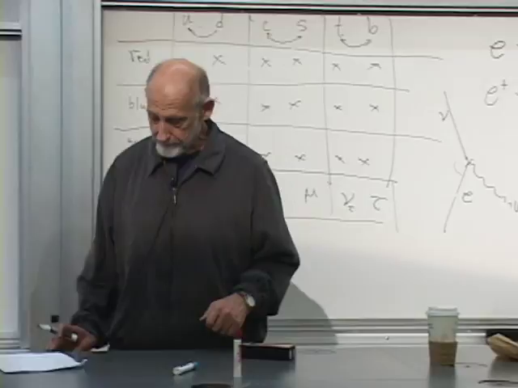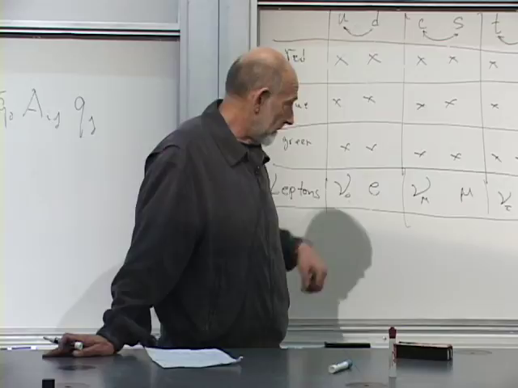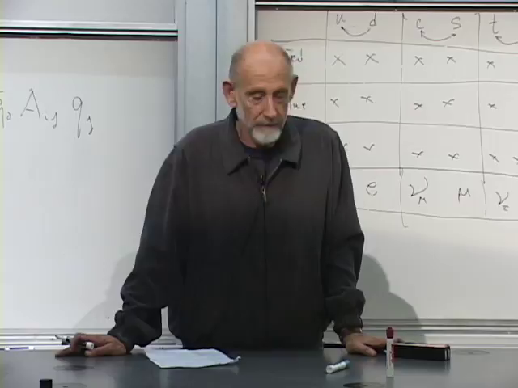So can you create a W boson from an electron and an anti-neutrino? Yes. And then cause the W boson to change into a strange and a charm. Exactly. That's where some of these processes are going to come from.